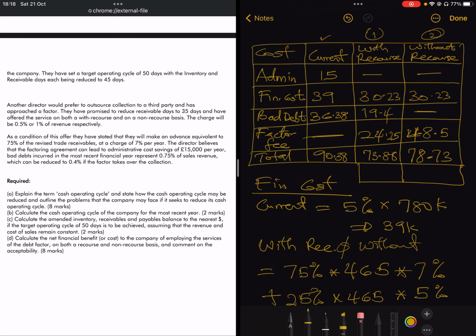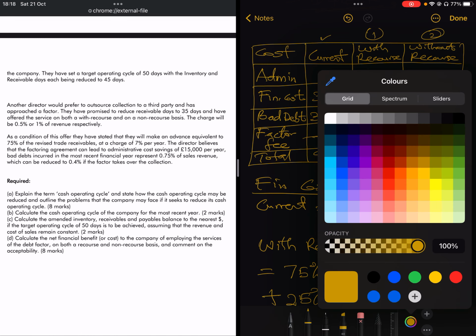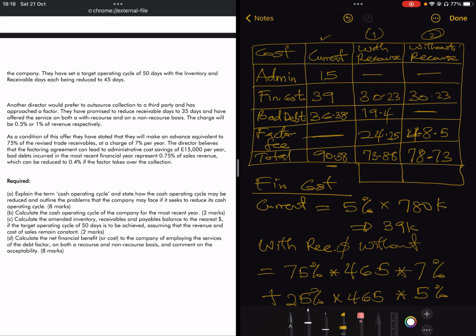Now, we have calculated the cost associated, but what are the net benefits for each of these options? So, if we decide to do with recourse, it means our cost would have reduced from the current situation of 90.38 to 73.88, and that difference is about 16.5 savings.